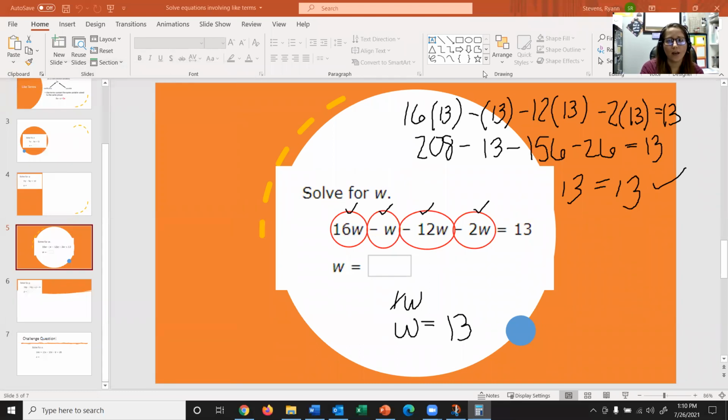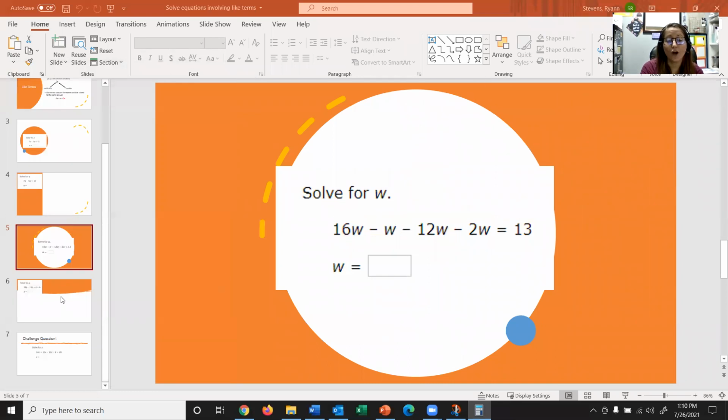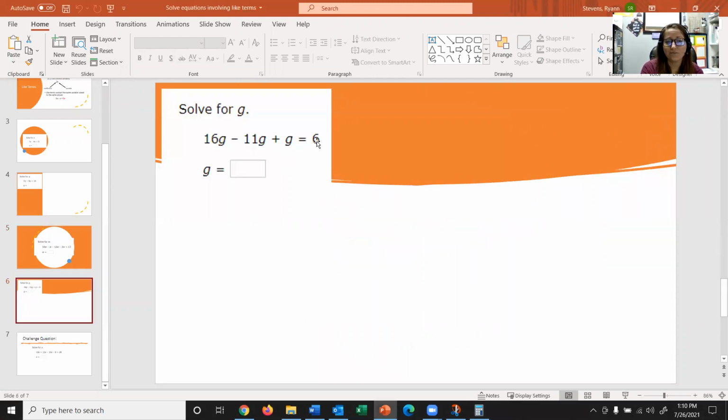So let's look at another one. There is going to be a good challenge question in here towards the end. This is also a similar challenge question to what we just did. So we're going to start by, again, grouping our terms and combining them so that it'll make this question a lot easier to solve. So we're going to say, okay, 16G is one term, negative 11G is another, and then positive G is another. Okay, and now we can solve.